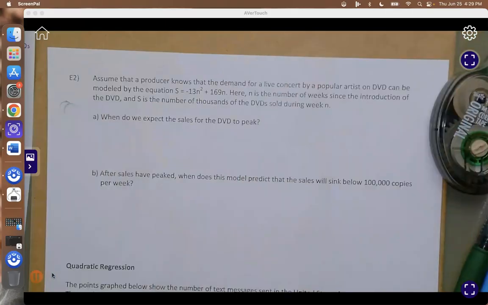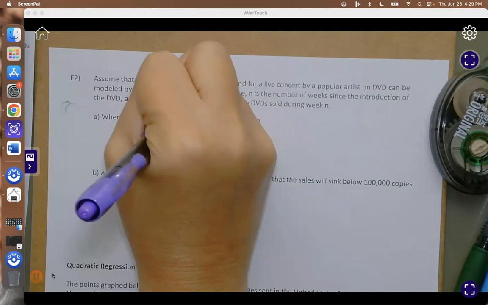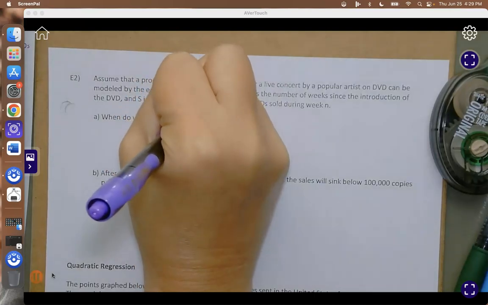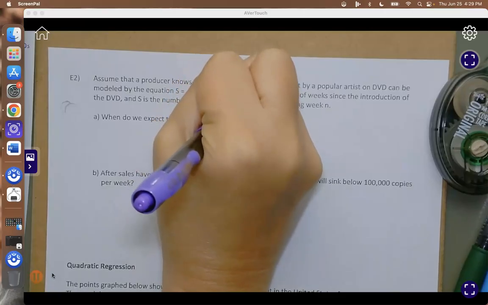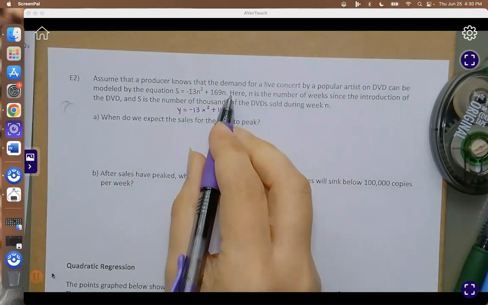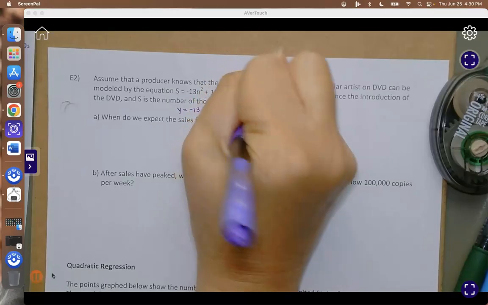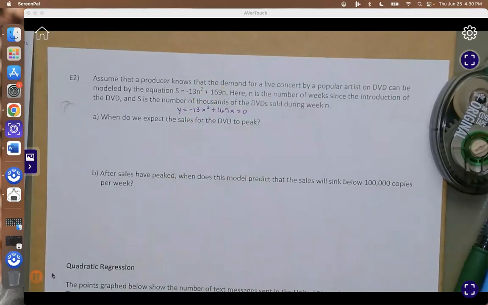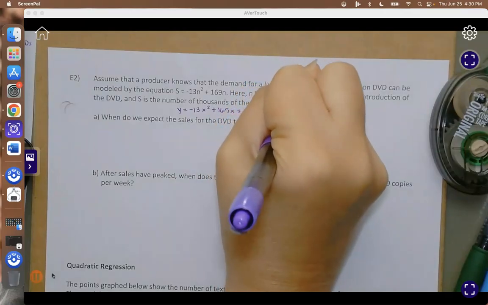Okay? So, if you wanted to, you could change this into Y equals negative 13x squared plus 169x. Now remember, okay, that it's usually got a plain number. If it doesn't have one, it's a 0. Okay, so you can write it like that just to have it standard. When do we expect the sales for the DVD to peak? So here they're wanting the vertex.